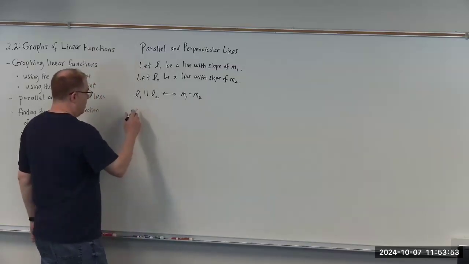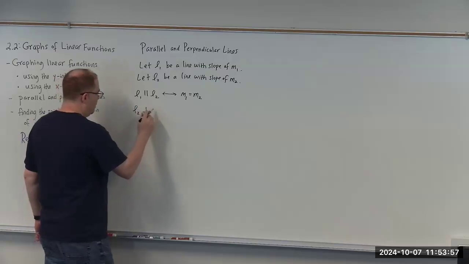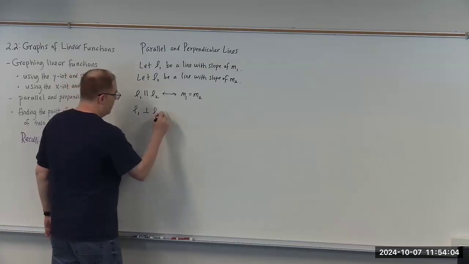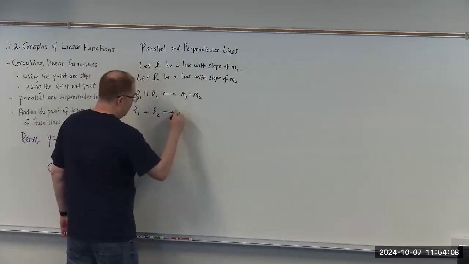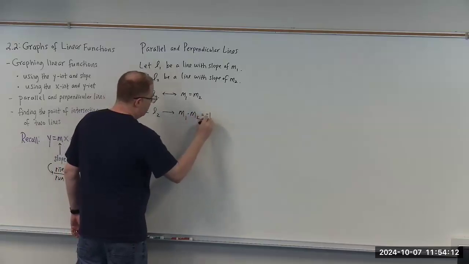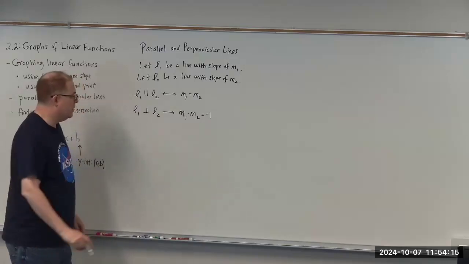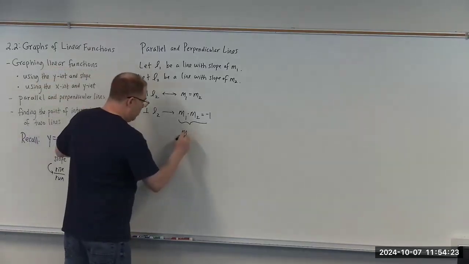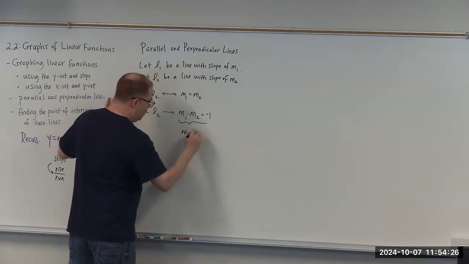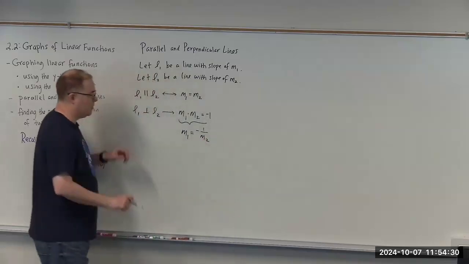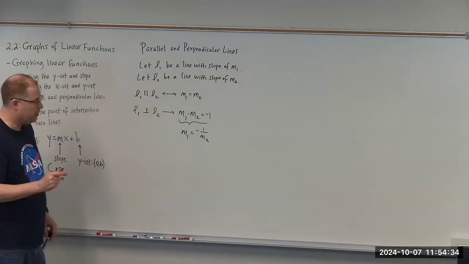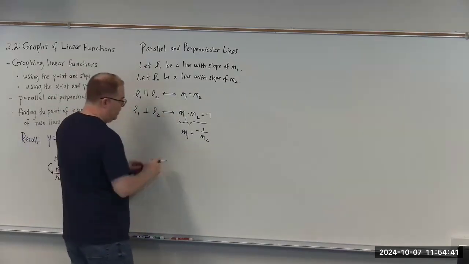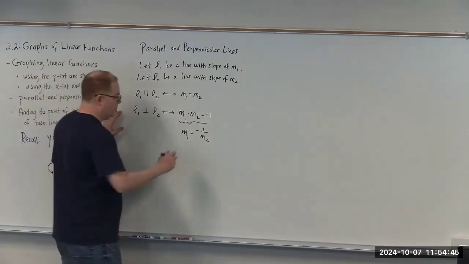All right. If L1 is perpendicular to L2, then this implies that when you multiply the two slopes, the product of the two slopes will be -1. We can also state this as M1, the slope, is equal to -1 over M2. In other words, the slopes are negative reciprocals of each other. That's true both ways, provided that M1 and M2 are not equal to zero.